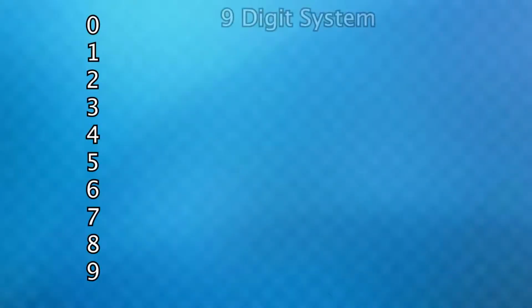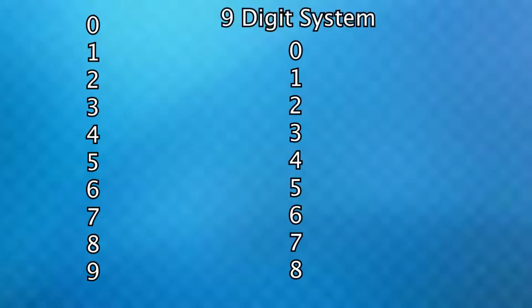There's no reason we could not have 9 digits, which means after 8 the next number would be 10 because you'd be out of digits and you would need to reset the ones place to 0 and then add a 1. This would represent what we know of as 9 if there were 9 digits.